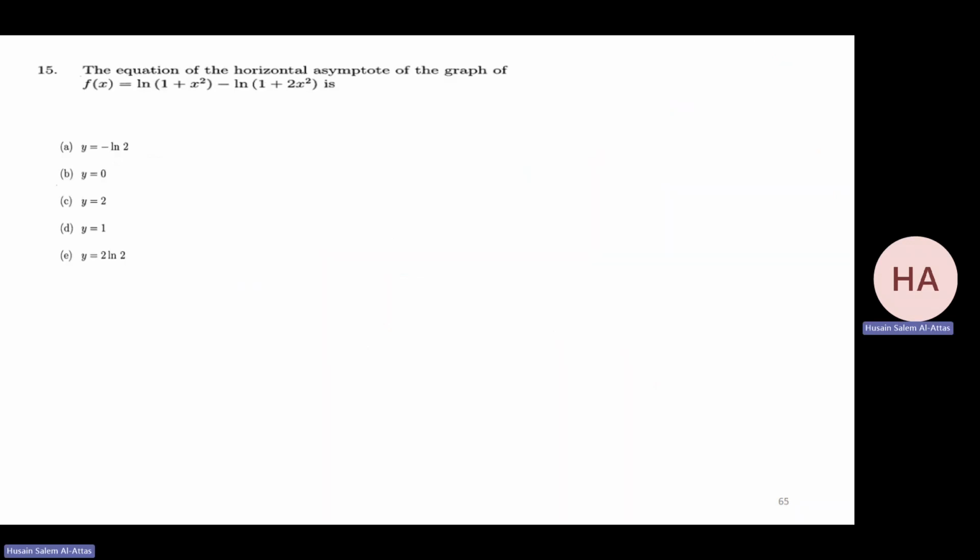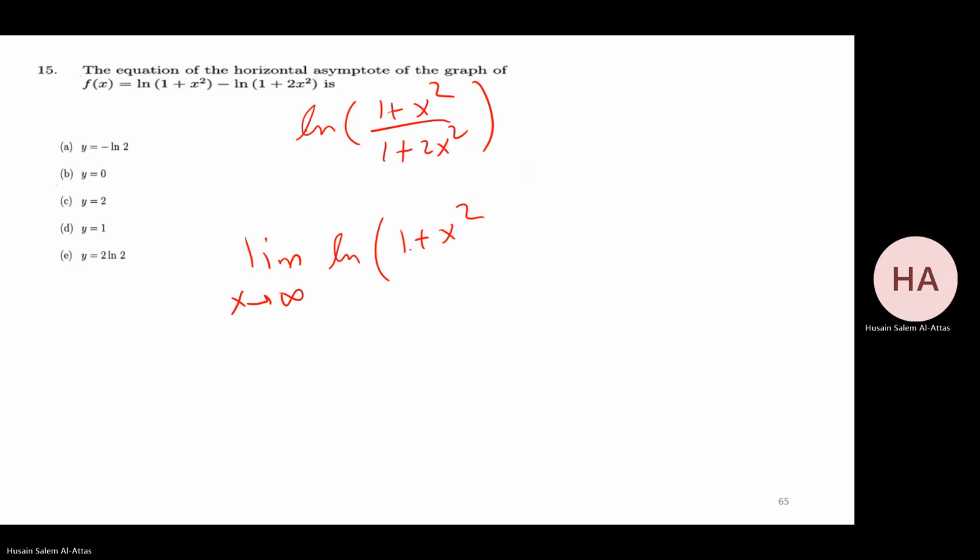The equation of the horizontal asymptote. They want the horizontal asymptote. Take ln. This is very clear. I need to find the limit as x goes to infinity. That will be ln of this. Infinity or minus infinity, I can take it inside.